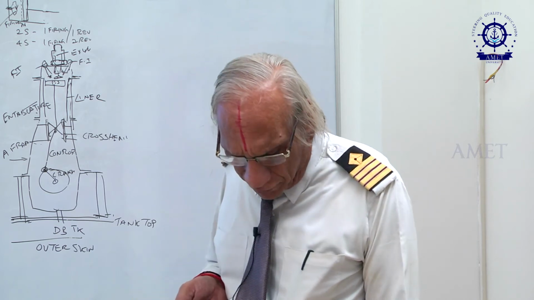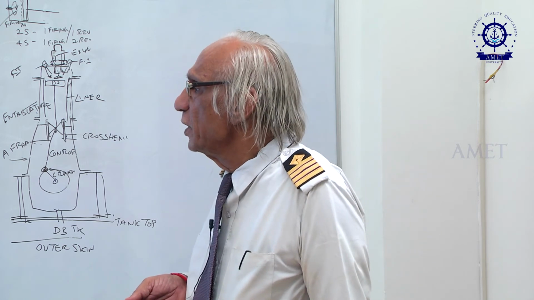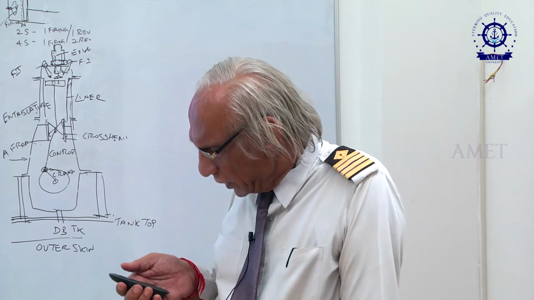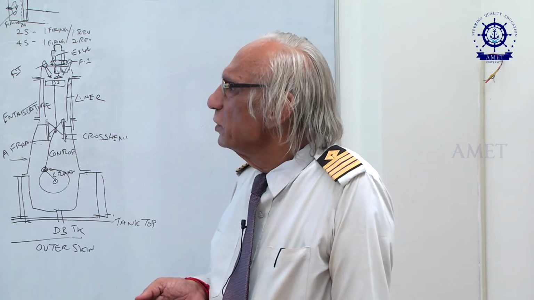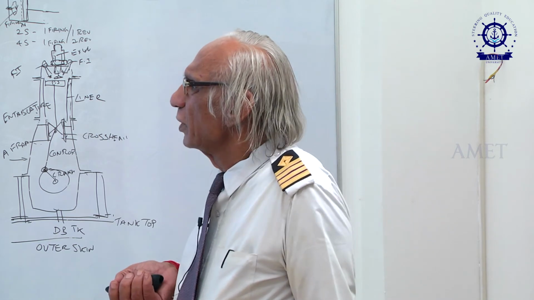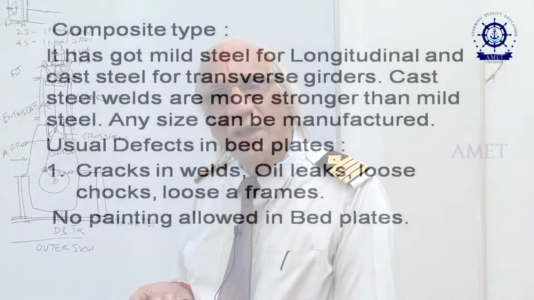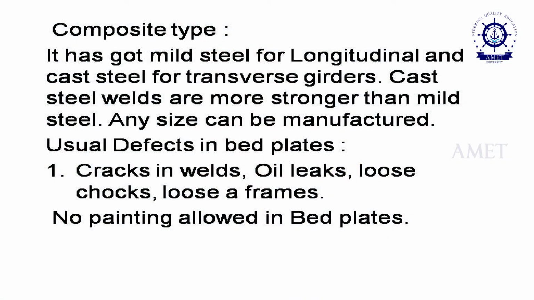So this transverse girder should have very high strength and, at the same time, be rigid enough. Therefore, generally the transverse girders are made from cast steel with some addition of molybdenum and other alloying elements, which contribute to the enhanced strength of the transverse girder. Cast steel welds are stronger than mild steel. Any size can be manufactured.